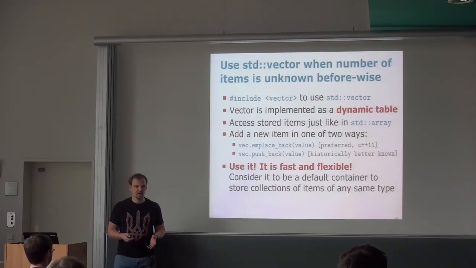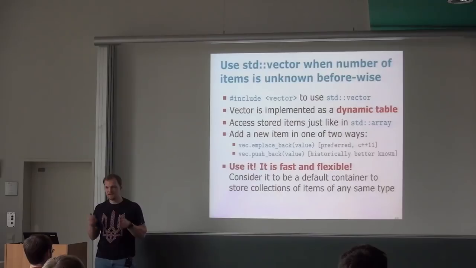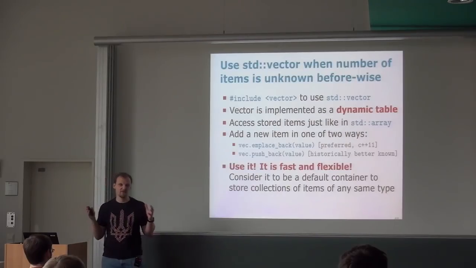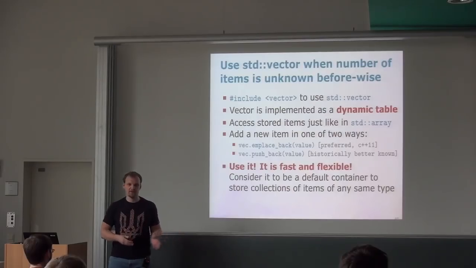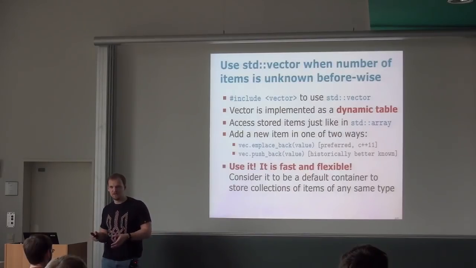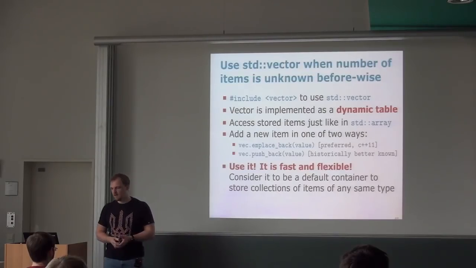The difference to the array are these two methods: push_back and emplace_back. push_back is a classical method. It has been there since the first standard of C++, a long time. It has been changed intrinsically in C++11, but it does the same thing. So you can just add a value to the back of the vector, and this is used a lot.